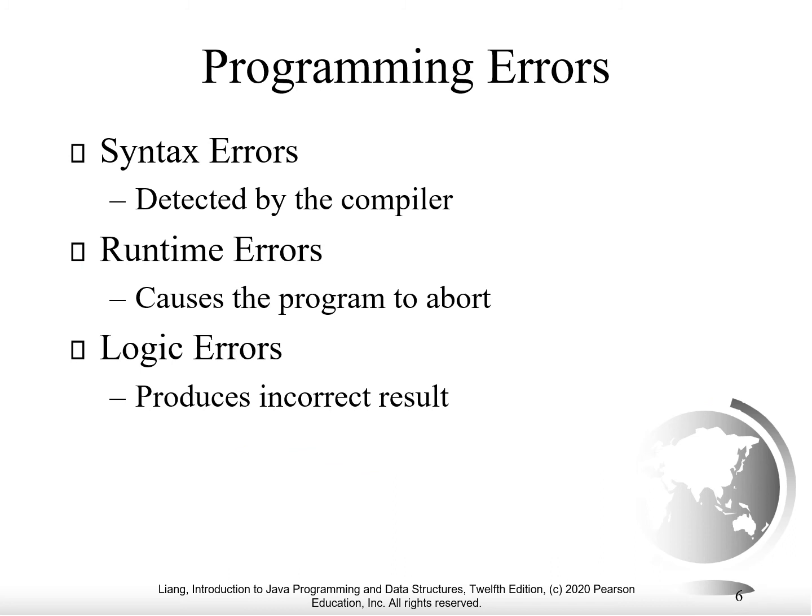Inevitably, we will have errors in our programs. When a program has an error, we call it a bug. This comes from an actual bug that was found in a Mark II computer. There are three types of errors: syntax errors, runtime errors, and logic errors. Let's take a look at each of these.